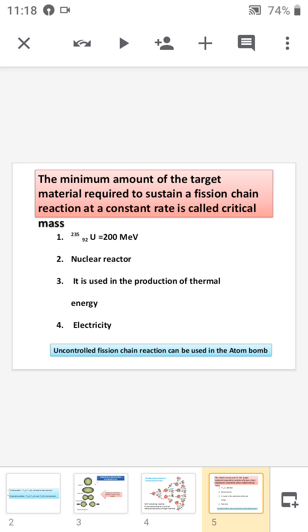But the same fission reaction can be used for destructive purposes, for example, the atom bomb. The same nuclear fission reaction is used in the atom bomb, but the condition is that we use an uncontrolled fission chain reaction in the atom bomb. That is the difference between the nuclear reactor and the atom bomb. In a nuclear reactor, we carry out the nuclear fission reaction in a controlled manner, whereas in the atom bomb we use the same fission process but in an uncontrolled manner. Hope you understood the concept. Thank you.